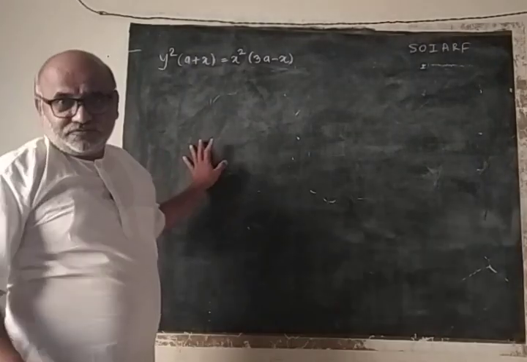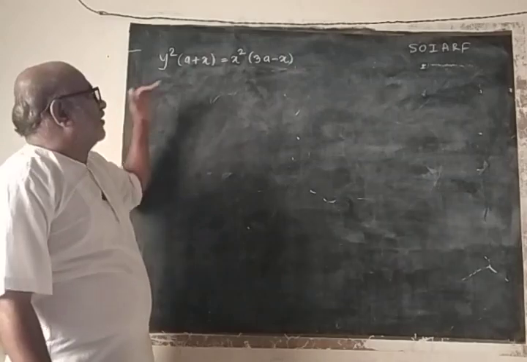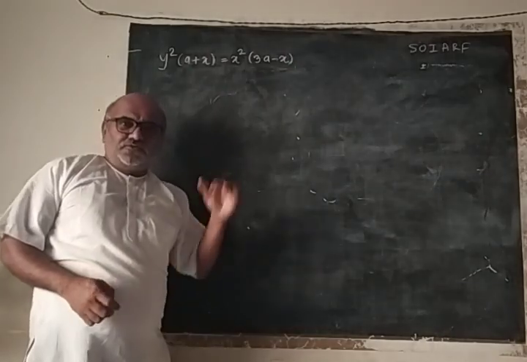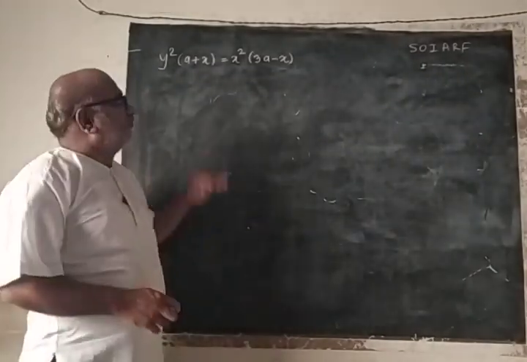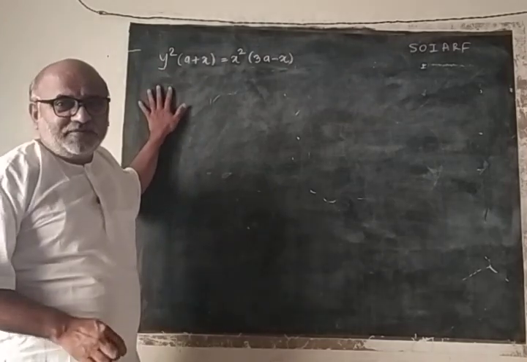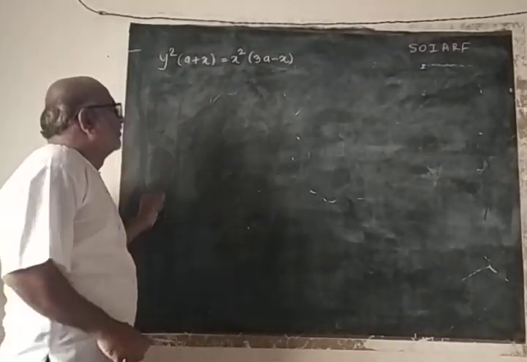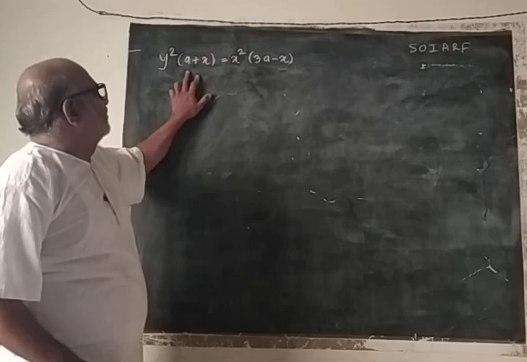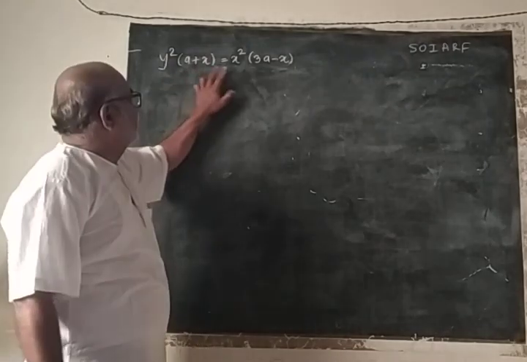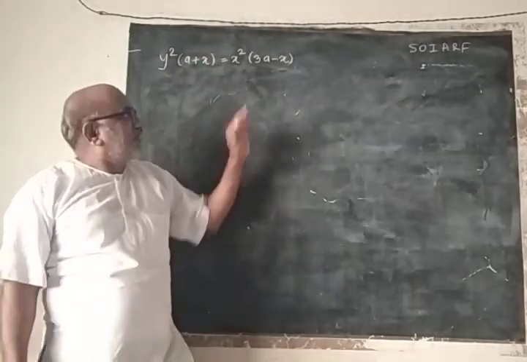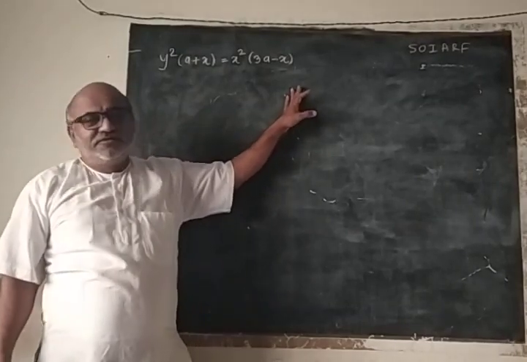In the last lecture, we have seen the rules of tracing the curves. Now we will see an example of tracing the curves. First, this is y square into bracket a plus x equal to x square into bracket 3a minus x.